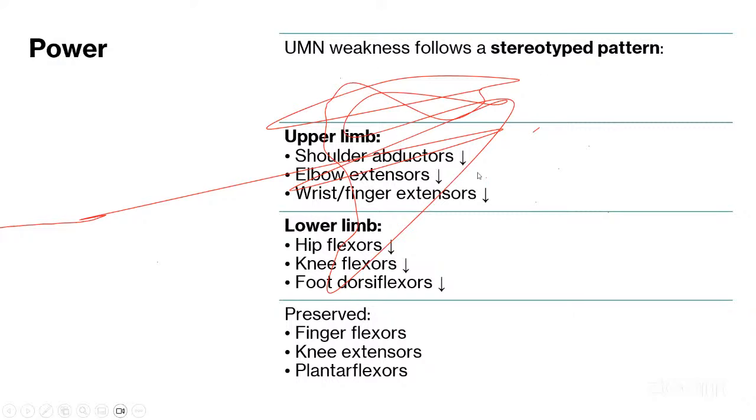Now power. UMN weakness follows a stereotyped pattern. In the upper limbs, shoulder abductors, elbow extensors, and wrist and finger extensors are weak. In the lower limb, hip flexors, knee flexors, and foot dorsiflexors are weak. The preserved muscles are finger flexors, knee extensors, and plantar flexors.